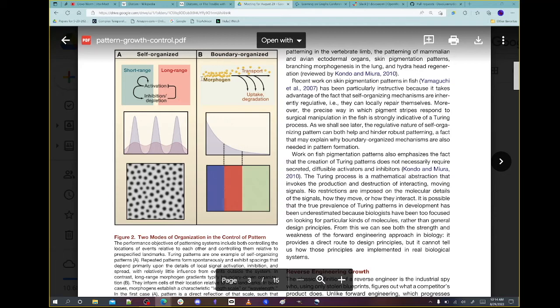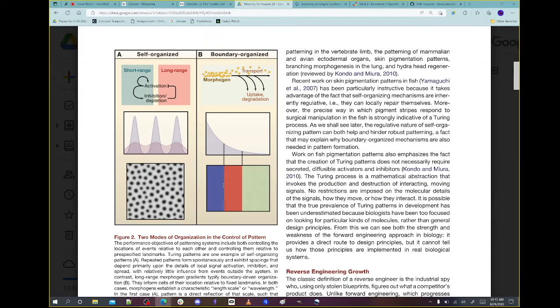Boundary organized control is where you have all these generic morphogens, which are these molecules, but it's really a theoretical construct describing these molecules. You get transport of these morphogens, and then you get the uptake and degradation of them. And so you get these gradients, where you get a concentration of morphogen of a certain type, and then it decays over space. And then you get another concentration here with a decay in the other direction.